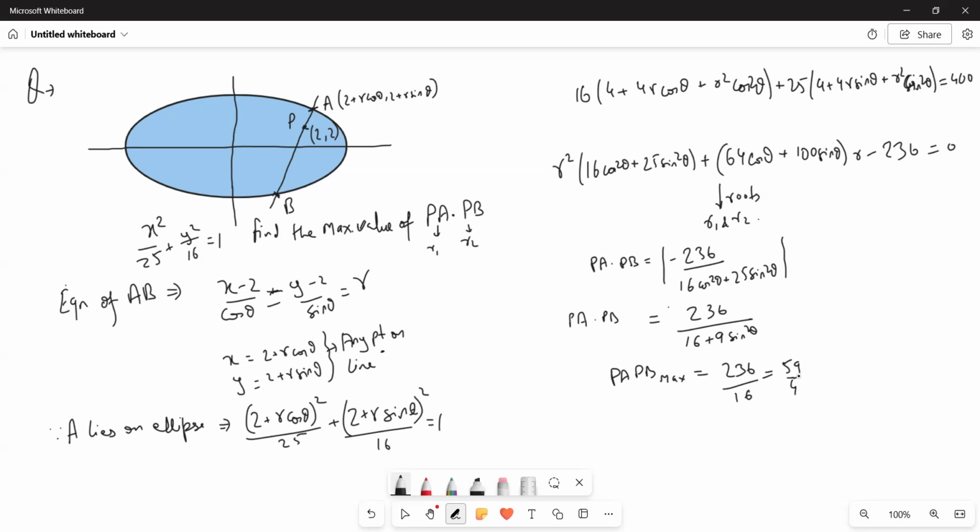करेक्ट. और अच्छा, similarly इस केस में अगर maximum की जगह पे minimum निकालना होता तो all we would have to do was sin theta को 1, मतलब sin square theta को 1 कर देंगे. तो 236 by 25 would be the minimum of PA into PB. तो इधर वे क्वेश्चन can come for maximum या minimum, कुछ भी आ सकता है.